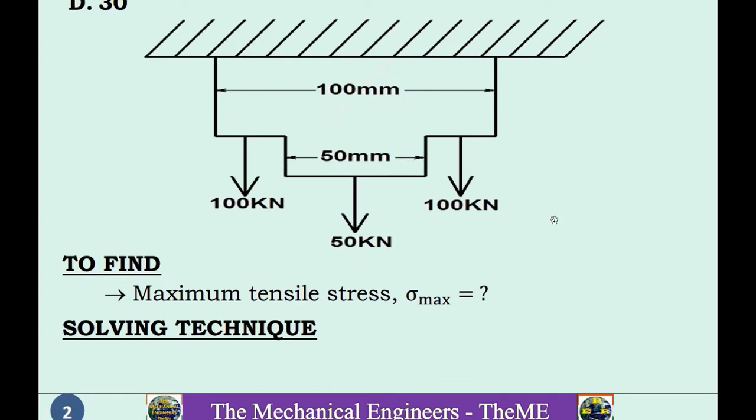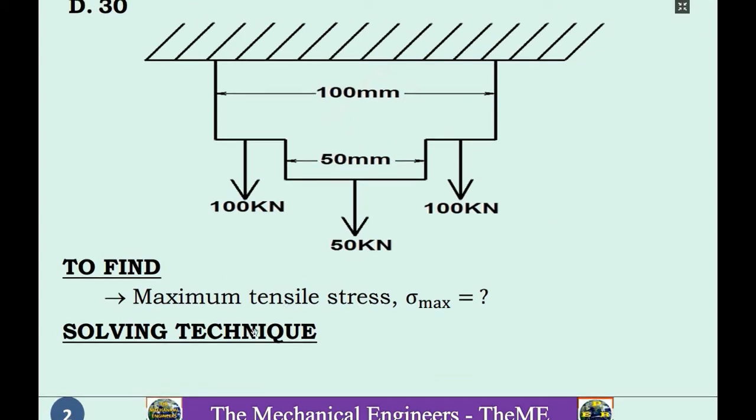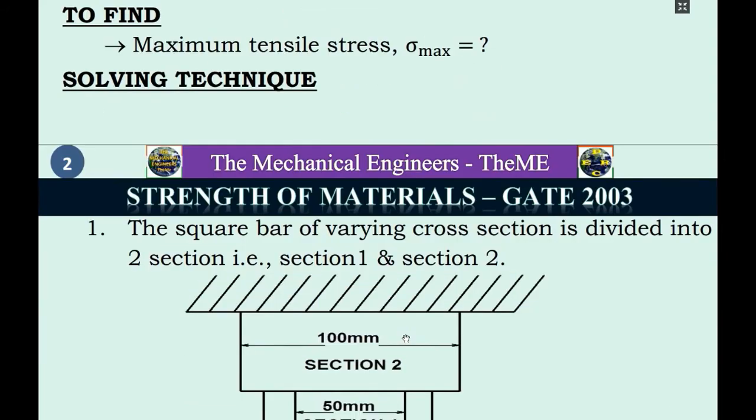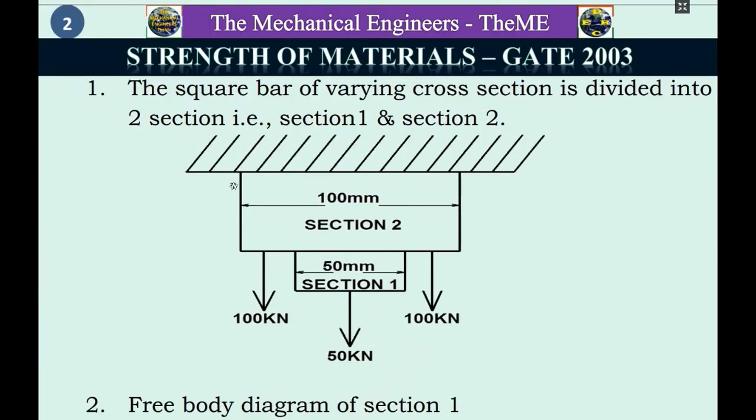Now I will move to the solving technique. For calculation purposes, the non-uniform square bar is divided into two sections, section 1 and section 2. Here is the picture of the non-uniform square bar divided into section 1 and section 2. Here 50 kN of force will act as a pulling force on section 1 and section 2, and 100 kN and 100 kN of forces will act as pulling force on section 2 and pushing force on section 1.